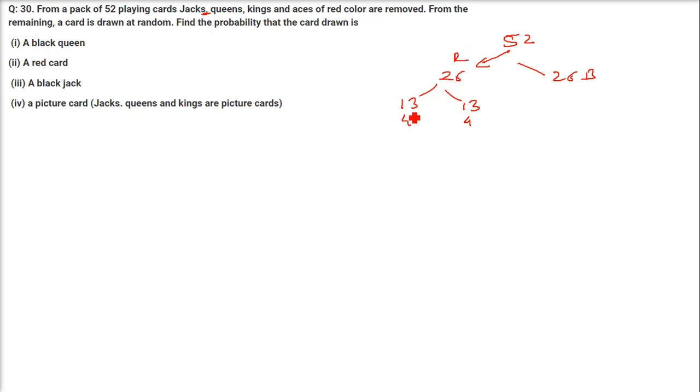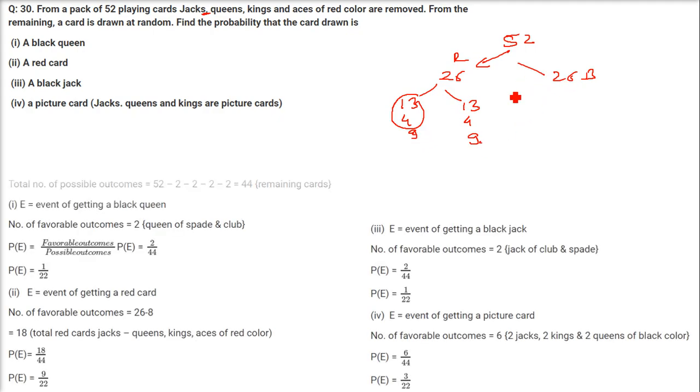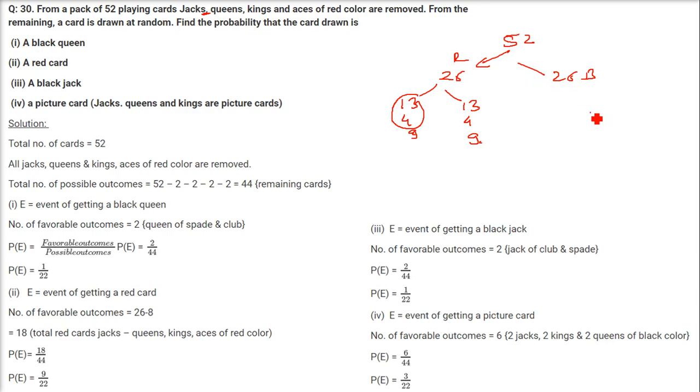4 has been removed from red. So only what is remaining here? 13 minus 4 is 9, and 13 minus 4 is 9. So the total number of cards is 9 plus 9 plus 26. Did you get it? 9 plus 9 is 18, and 26 plus 18 is 44. So 44 cards in all we have.